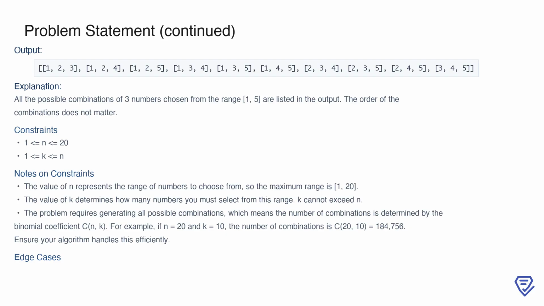It's important to note that the constraints for this problem allow n to go up to 20. This means that as n and k grow larger, the number of combinations increases significantly. For example, if n were 20 and k were 10, the number of combinations would reach 184,756, so efficiency in your solution will be crucial.